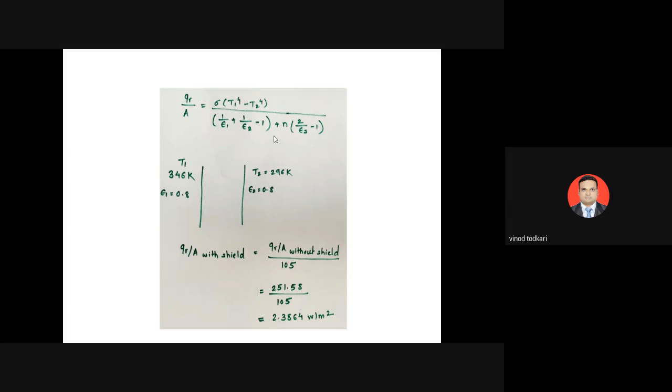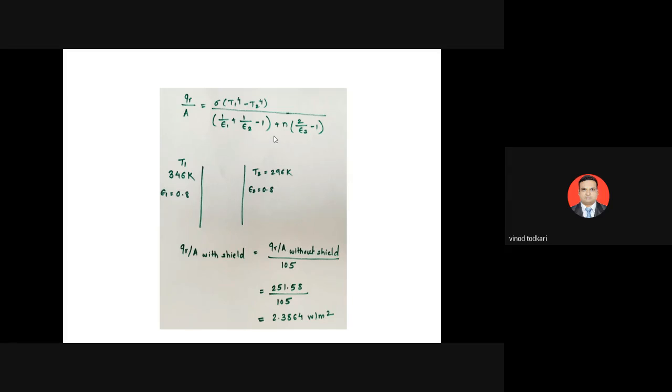It is 1 upon area into view factor or shape factor. If the heat is flowing from 1 to 2, it is 1 upon A1 F12. Then we have seen the electrical analogy, heat exchange between two infinite parallel plates when no shield was there.